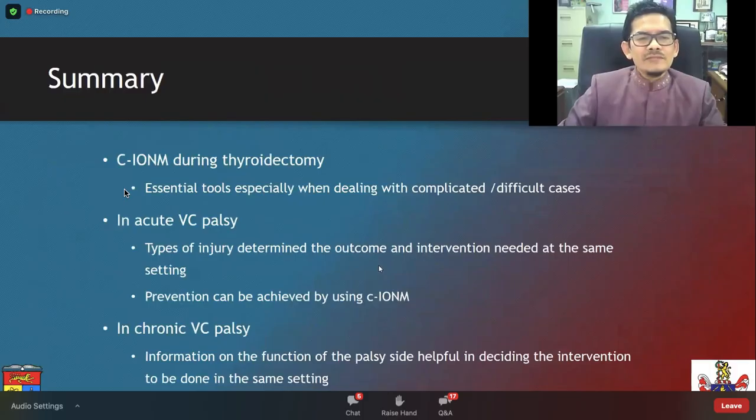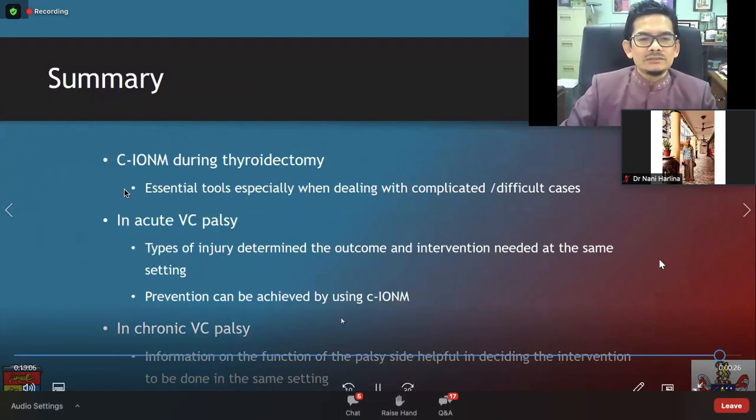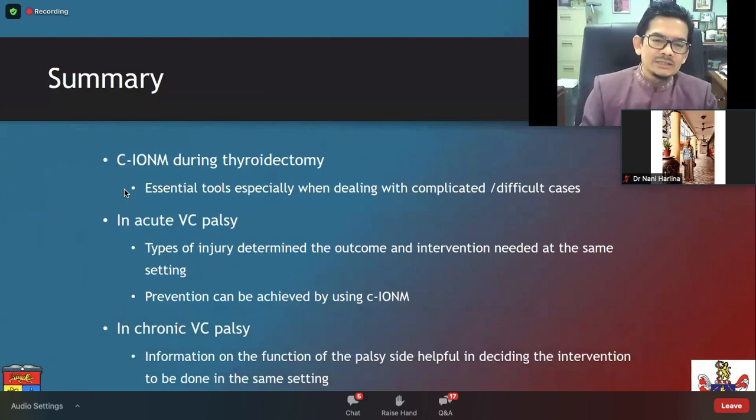So in summary, ladies and gentlemen, continuous intraoperative nerve monitoring during surgery is very essential, especially when you're dealing with complicated cases. In acute vocal cord palsy, the type of injury will determine the outcome and the intervention needed in the same setting, and prevention can be achieved by using continuous intraoperative nerve monitoring. In chronic vocal cord palsy, the information on the function of the palsy side will be helpful in deciding the kind of intervention that we are going to do at the same time.